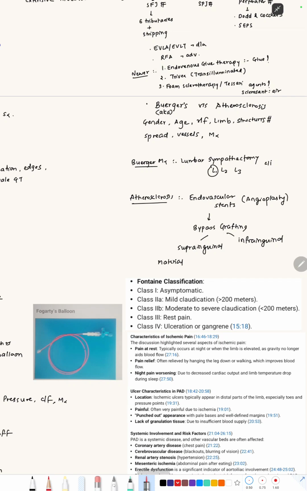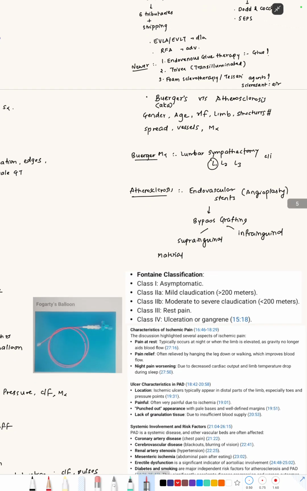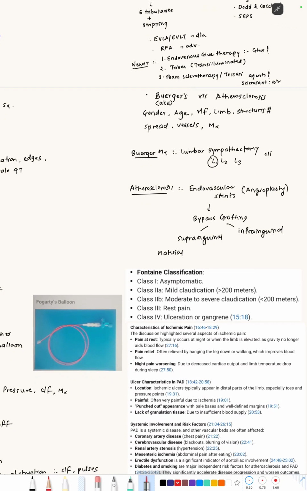The management of Buerger's disease: the best management is smoking cessation. Pentoxifylline can be given. Other conservative measures can be done, but however, if there is rest pain, then we go for lumbar sympathectomy. Now, if Buerger's disease is present in bilateral limbs, and bilateral lumbar sympathectomy is planned, then you have to preserve the L1. Why? Because that can lead to impotence in that individual.